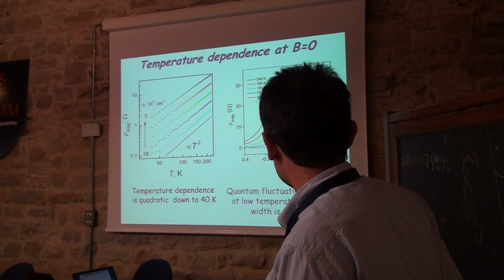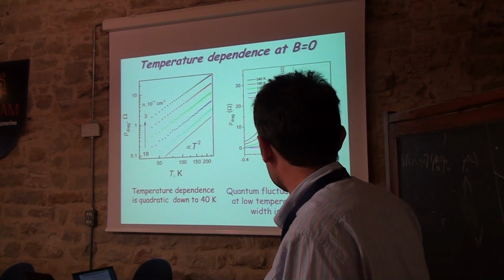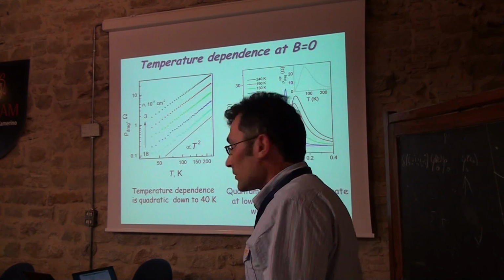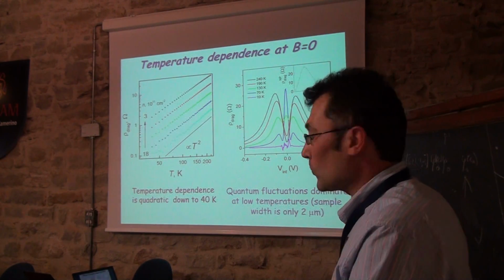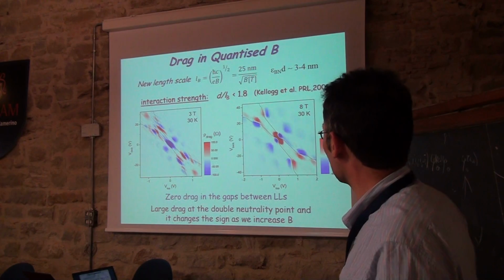And at lowest temperature, you can see just fluctuations, nothing else. So with this, I probably can conclude that we cannot see anything at zero magnetic field. So what happens if we turn on magnetic field?